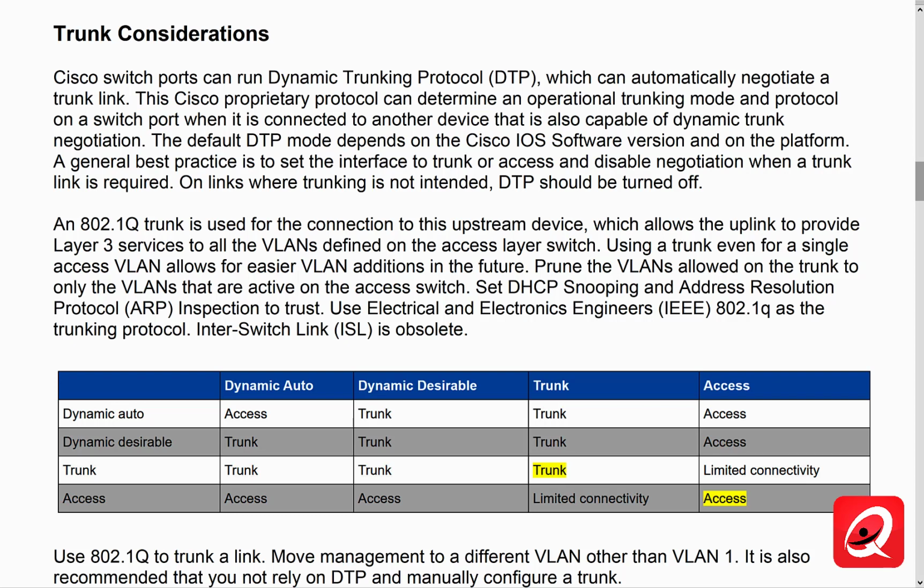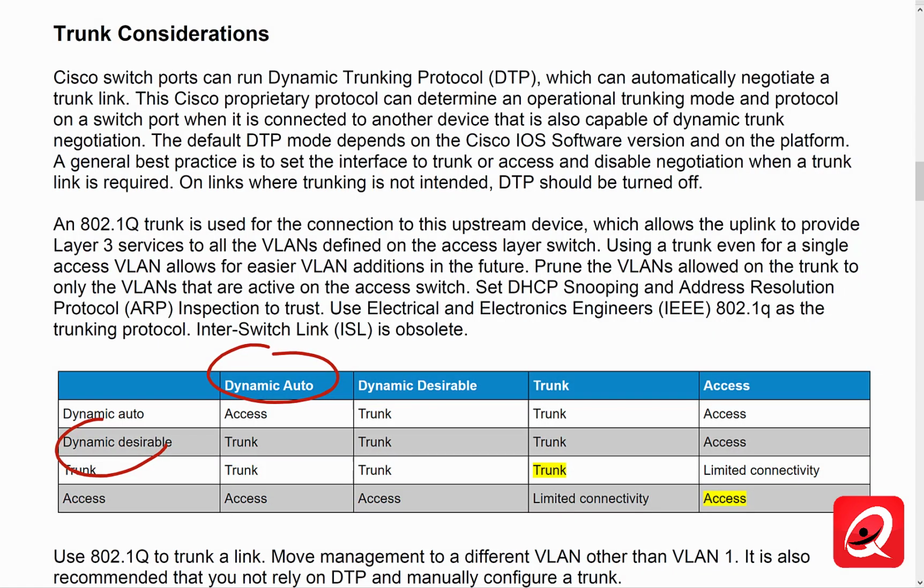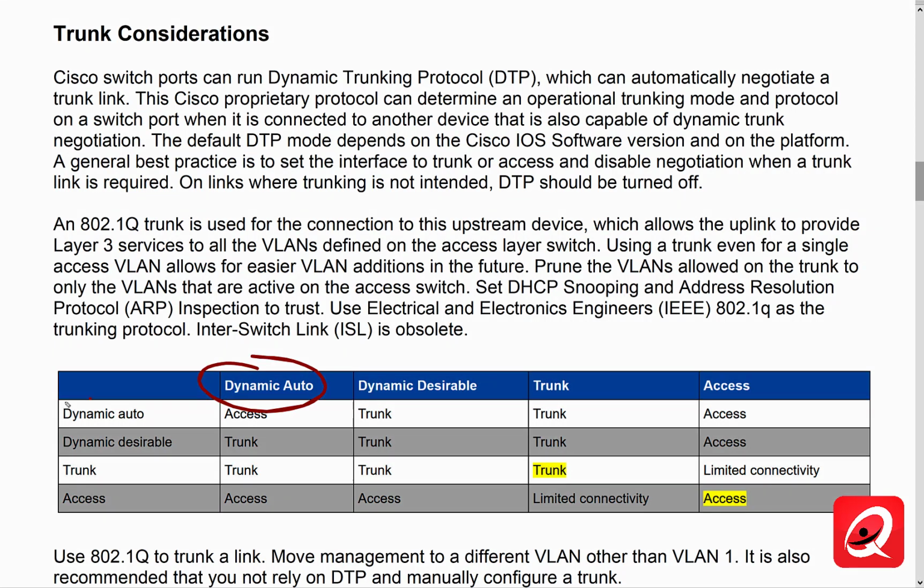But going back to DTP, dynamic auto and dynamic desirable would be among the most likely default options, which means that the port is negotiating whether or not it can become a trunk, either passively or actively. That's why if we have a dynamic auto port connected to a dynamic auto port, the port negotiates to be an access port, because you have two ends of the trunk that are passively waiting to be told to become a trunk.